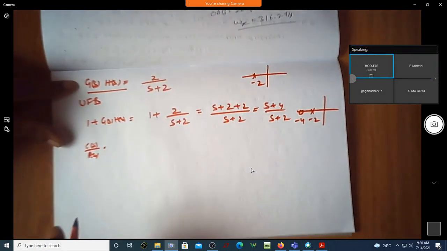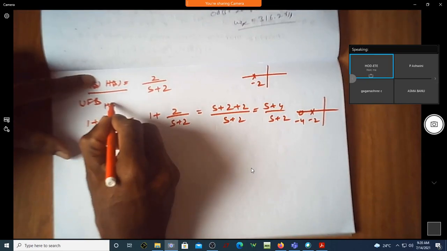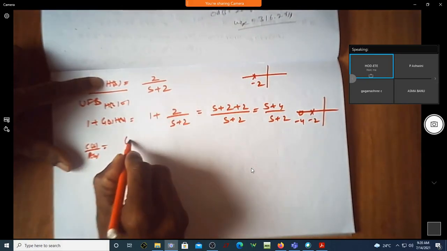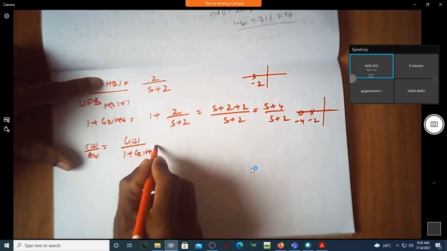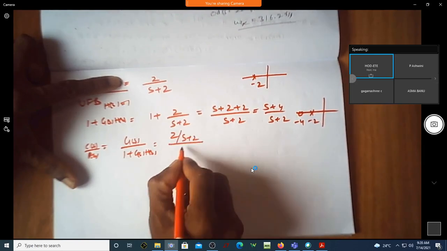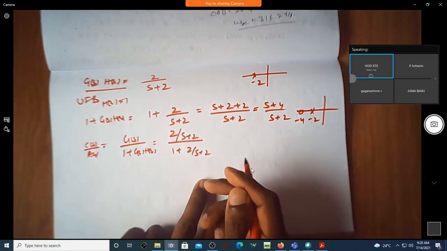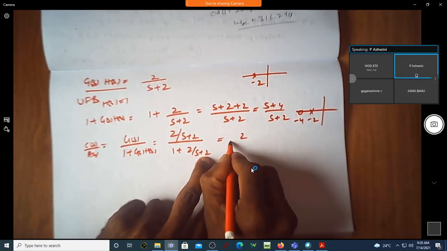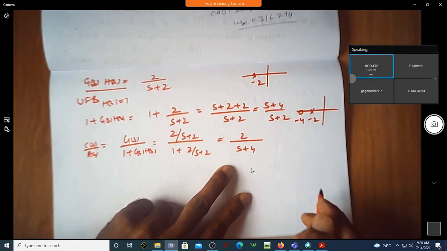So let us also write C(s) by R(s) for the same thing. Because H(s) is equal to 1, can I write it as G(s) by 1 plus G(s)H(s) as my closed loop transfer function? Is it not 2 by s plus 2 over 1 plus 2 by s plus 2? Will it not reduce to 2 by s plus 4? Correct?